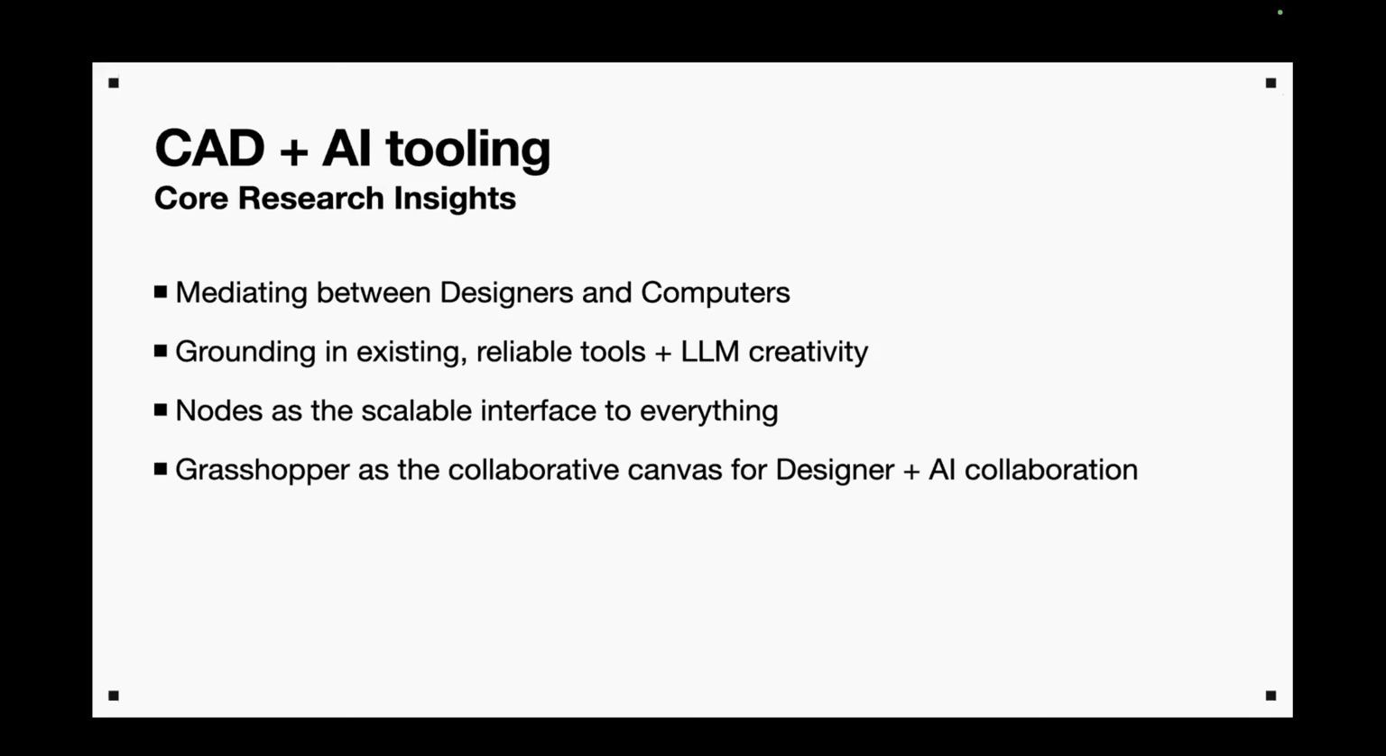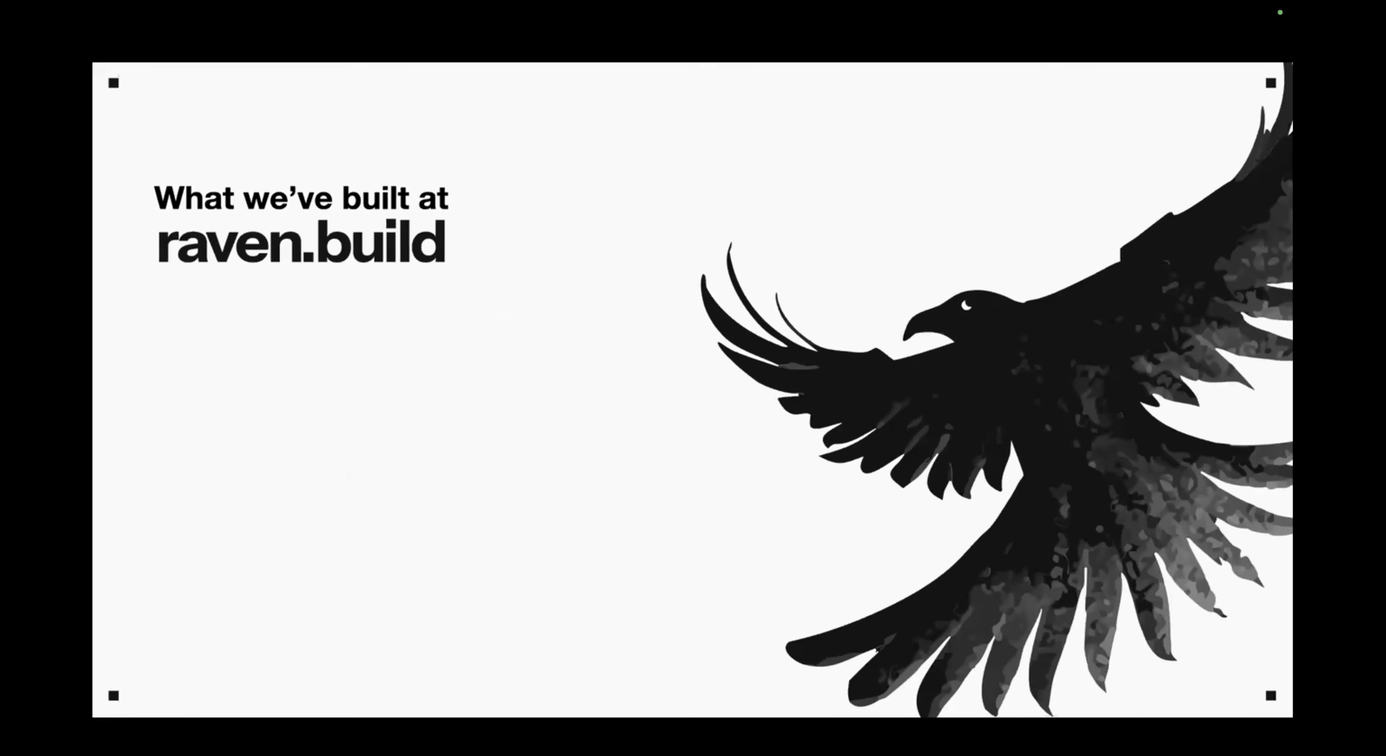So those are maybe the four most important things. Grasshopper is a collaborative canvas. The nodes are a scalable interface to anything that you might want to do in CAD software. And the grounding in existing reliable tools: we're using the Grasshopper kernel that we know works well instead of having the LLM come up with the entire calculation. And this mix of being able to have ambiguous input be converted into more structured input.